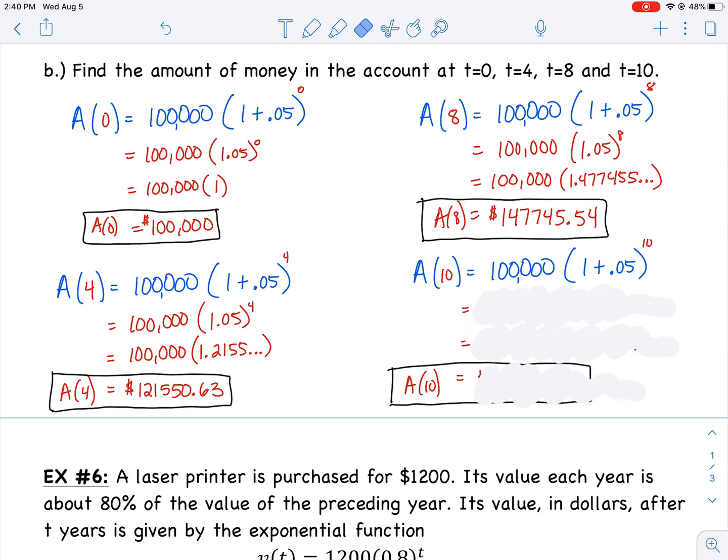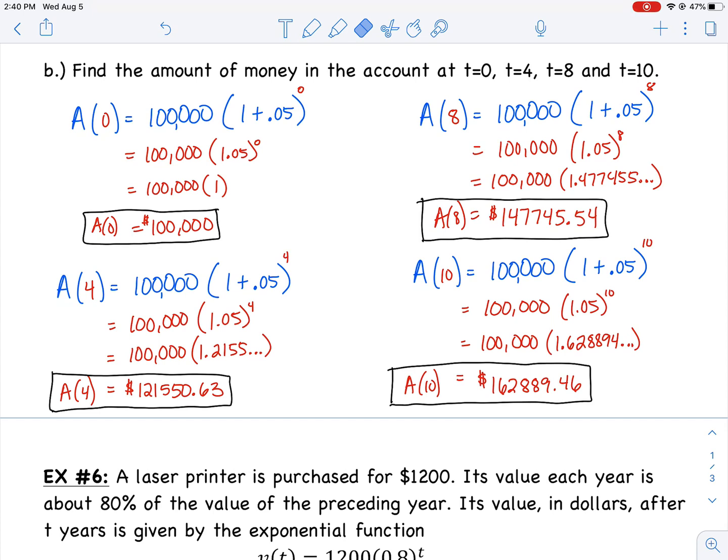So I've just earned over $47,000 by just putting the money in the account and waiting for 8 years before I took it out. That's pretty cool. What about 10 years? If I left the money in there for 10 years and waited before I took it out, I now have $162,889.46. I started with $100,000. Now I have over $162,000. You just made $62,000 for nothing by just putting your money in the account and chilling for 10 years.